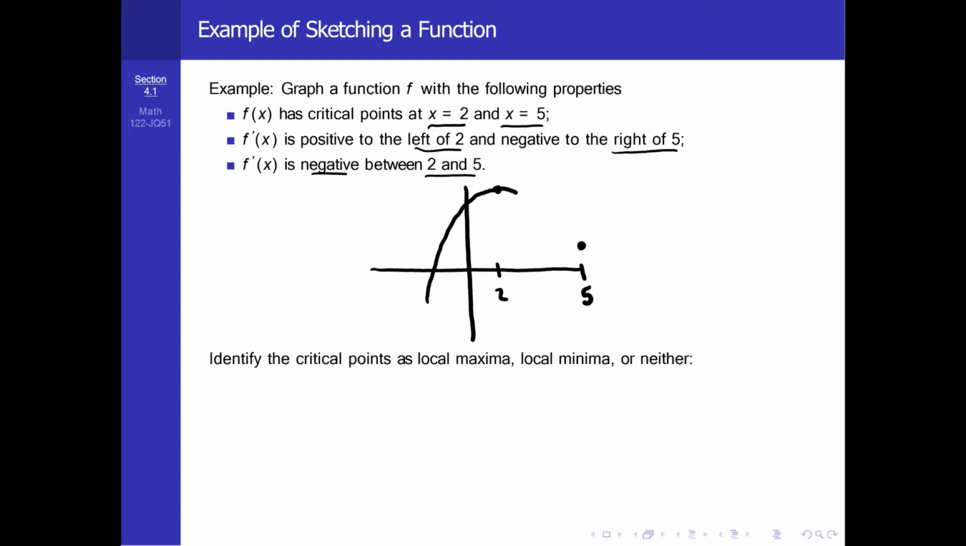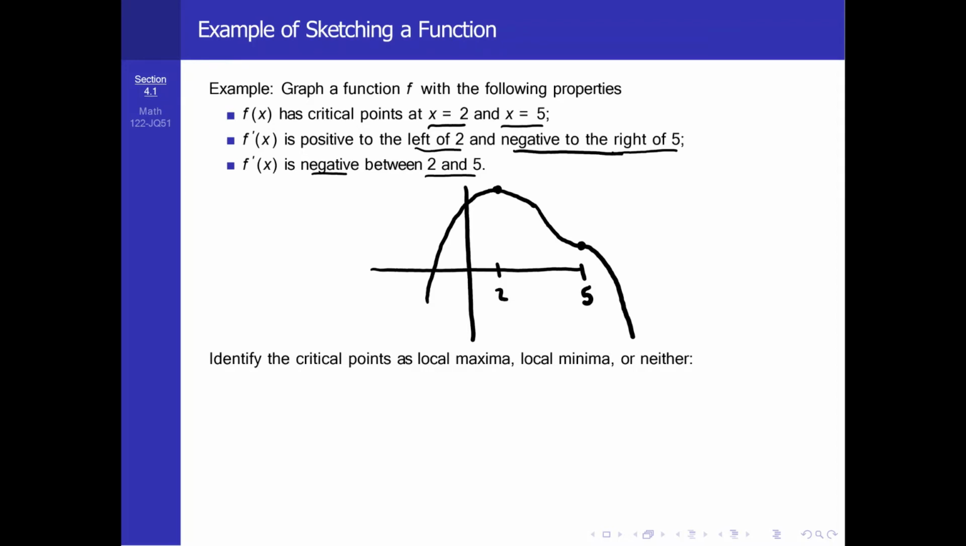And now as I'm going over to x equals 5, I have to be decreasing because f prime of x is negative. But I have to make sure that f prime at x equals 5 is 0 again, because I have a critical point there. And now let's see, we'll finish it off. If I look at the second one, f prime of x has to be negative to the right of 5. So once I get to 5, the function has to keep going down this way. Okay, and finally, identify the critical points as local maxima, local minima, or neither.